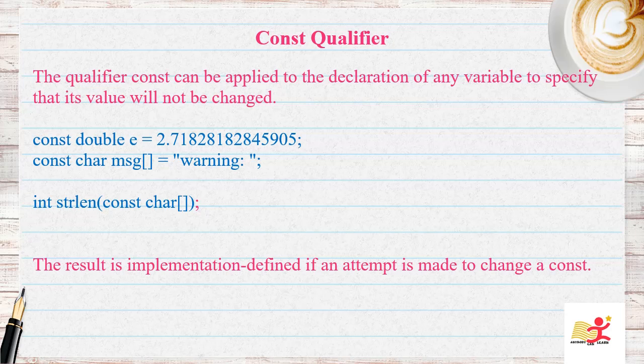And for function definitions, if you are writing int string length of const char array, the const declaration ensures that the function will not change that array. And the result is implementation defined if you make an attempt to change a const. Sometimes it might be a warning, like you are trying to change a read-only variable, and sometimes it might result in an error.